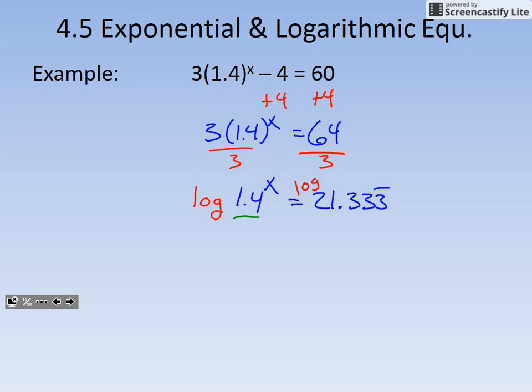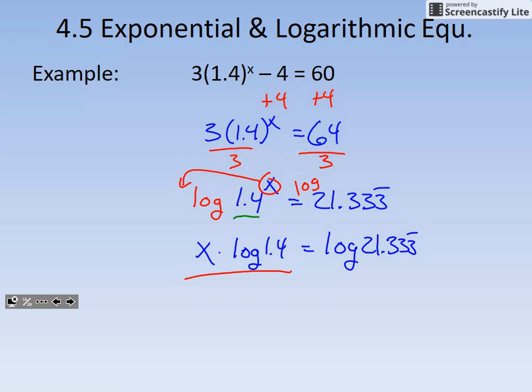So I'm going to take the log of both sides, which then allows me to bring that x out front. So now I'm going to have x times the log of 1.4 is equal to the log of 21.3 repeating. And now you can see we can go ahead and divide by the log of 1.4 and divide by the log of 1.4.